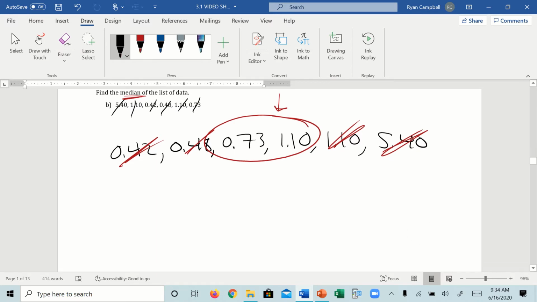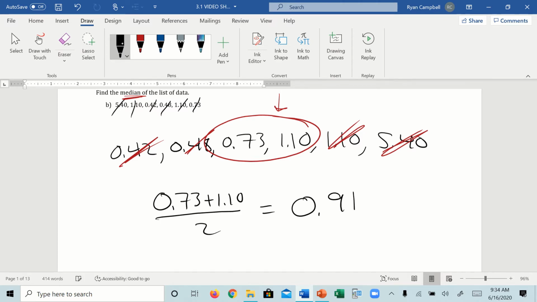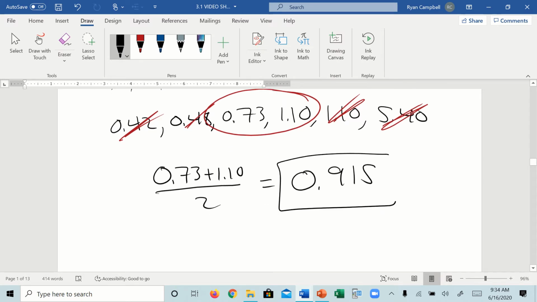Well, we could find the average of the 2, right? We could find the mean of the 2. So if you end up with 2 numbers in the middle, all you need to do is just add them up, divide by 2. And we end up with 0.195. So the median, in this case, is 0.915.